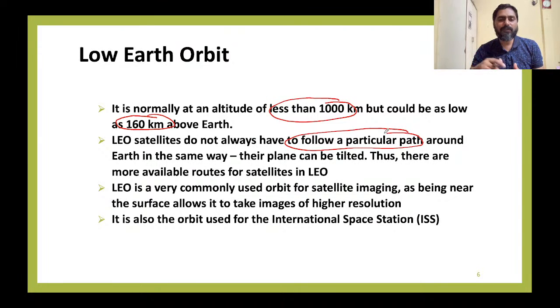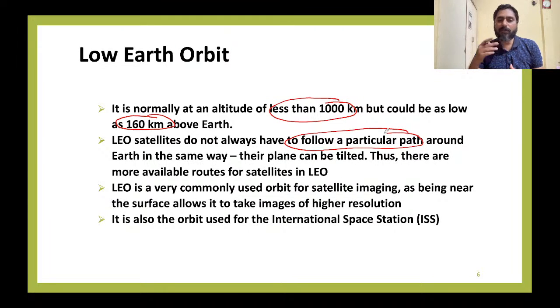Low Earth orbit is commonly used for satellite imaging, as being near the surface allows it to take images of higher resolution. The best example of low Earth orbit is the International Space Station. Also, when we talk about the Gaganyaan mission, in it we'll be sending Indian astronauts. We'll be sending three astronauts, one among whom will be a woman, and they will be sent to low Earth orbit only. They will stay there for 5 to 7 days, and then they will be brought back safely to Earth. So low Earth orbit is the most significant orbit.